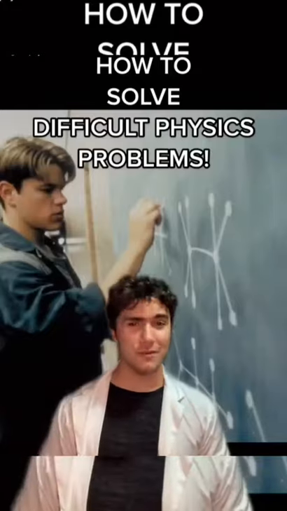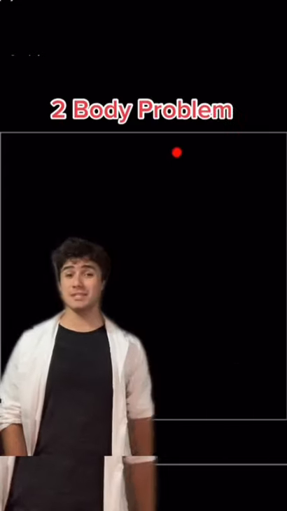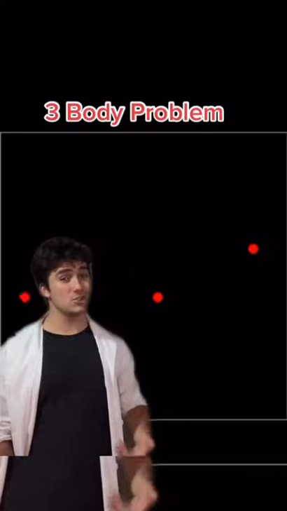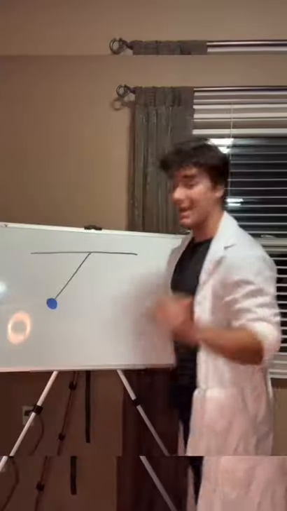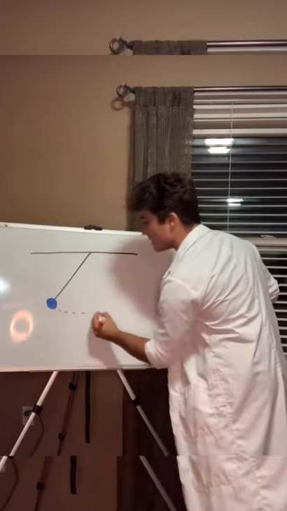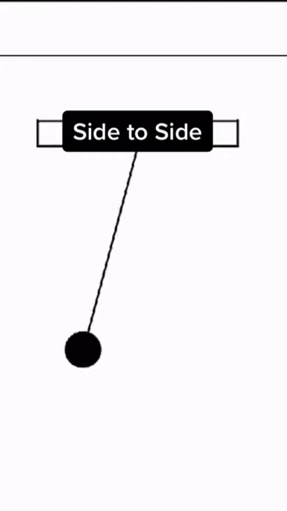How to solve difficult physics problems. In physics, systems can get pretty complicated really quickly just by adding one additional piece to the environment. For example, let's look at this pendulum. As you can see, this pendulum has a very simple motion that we can easily derive, as all it does is move side to side.